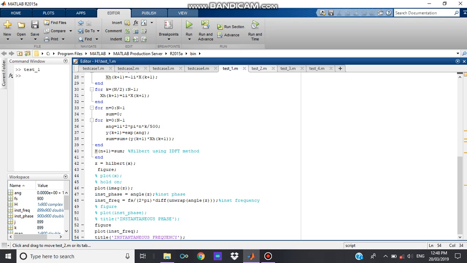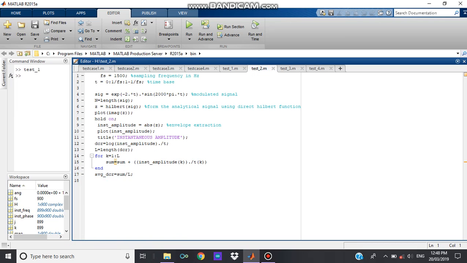Now going to the second test signal. This is the exponential signal. I've taken Fs here to be 1500 and, in a similar way, the time division, and after that I've taken the signal as exponential here. This is my signal and on that I perform the Hilbert transform, and similar is the process for calculating instantaneous amplitude. This is the formula, which just calculates the magnitude and gives us the magnitude of the signal.